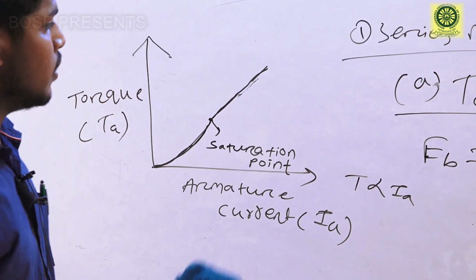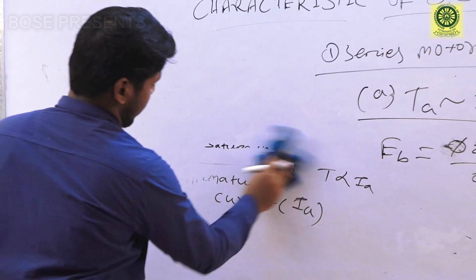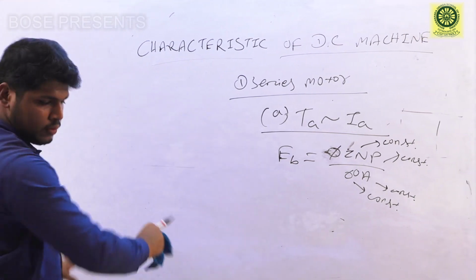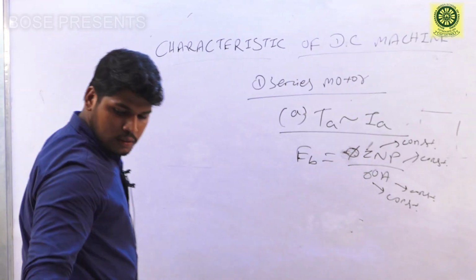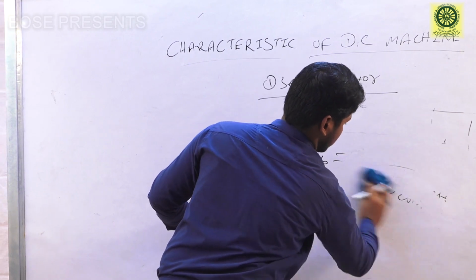Next, the second one is our speed versus armature current.